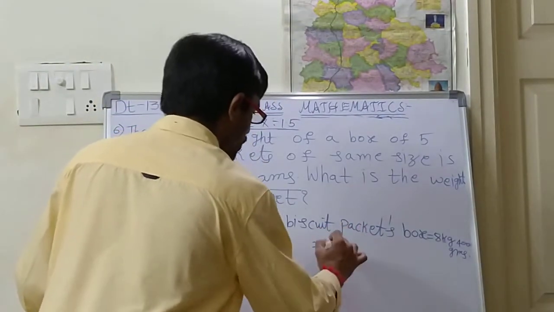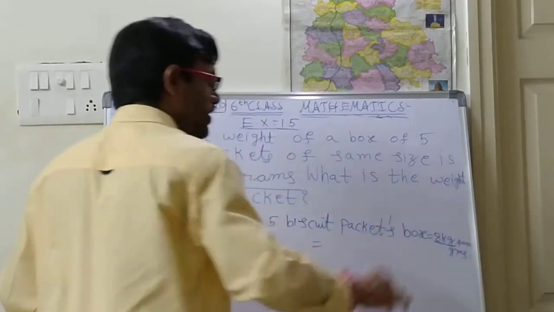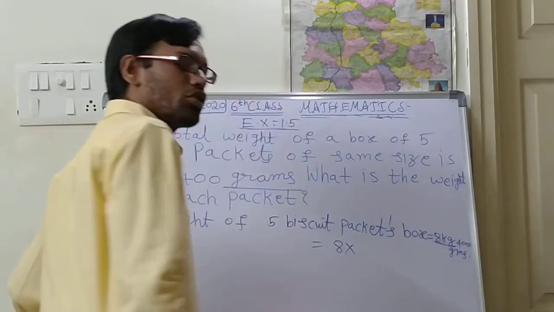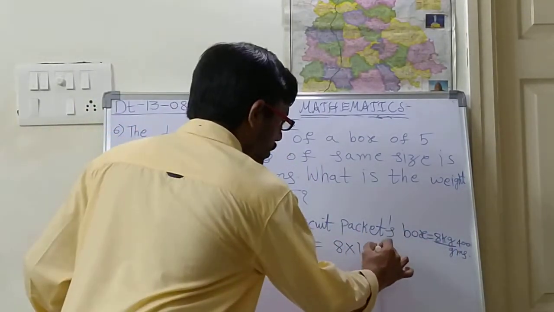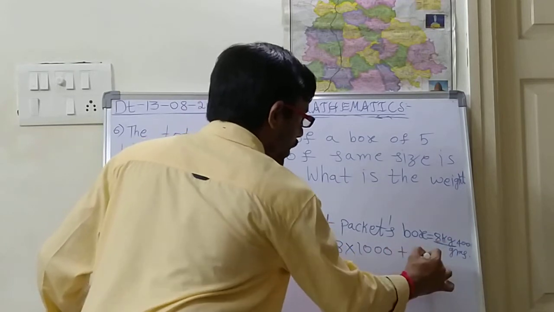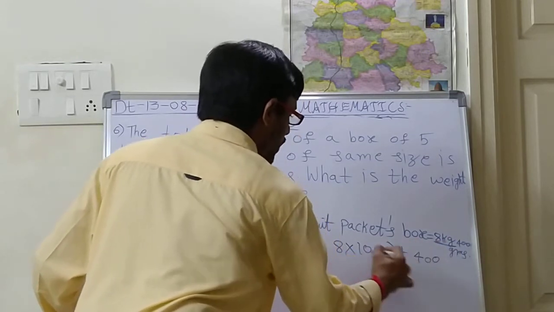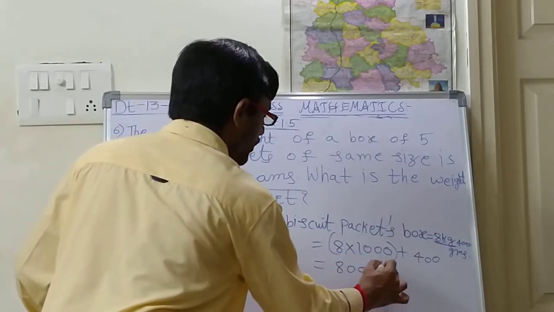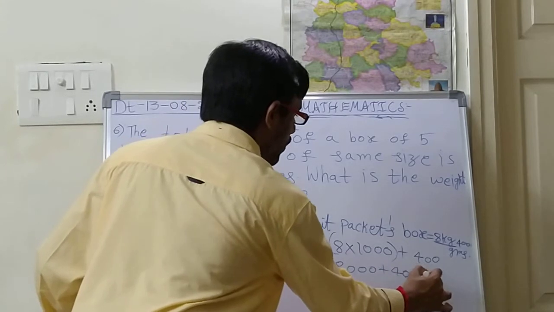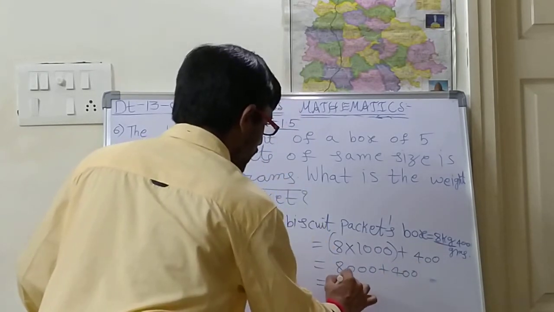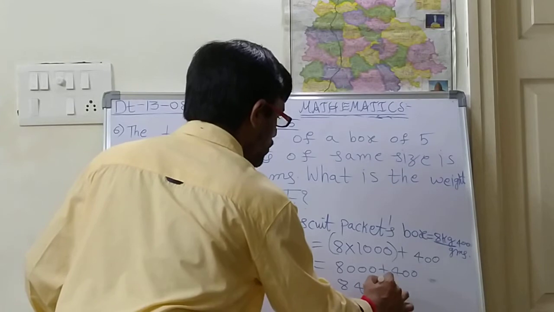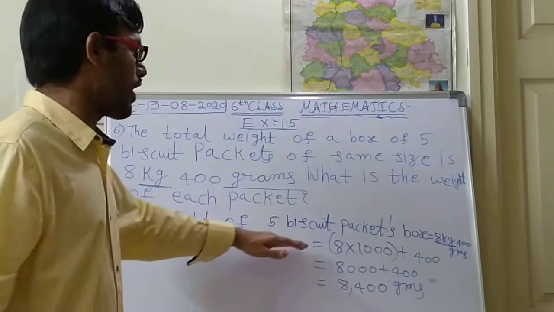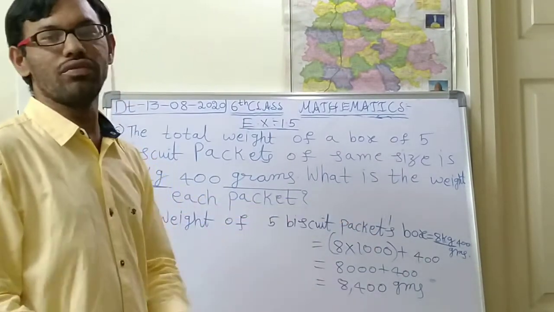So I am changing. First of all, you should change 8 kg into grams. So 8 into 1000, since 1 kg equals 1000 grams, plus 400 grams. So 8 into 1000 is 8000, plus 400. So what is the total? It equals 8400. 8400 grams. So the weight of the box of 5 biscuit packets is 8400 grams.